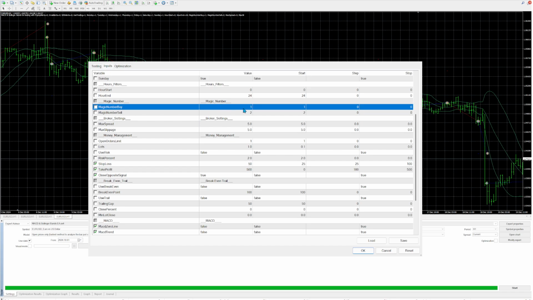Okay, magic number. This is the order ID that is sent along when trades are placed. Can be useful if you are running other EAs on the same account and you just want to differentiate the trading from them.